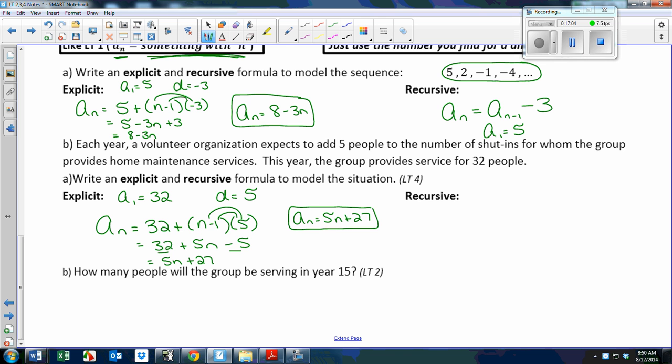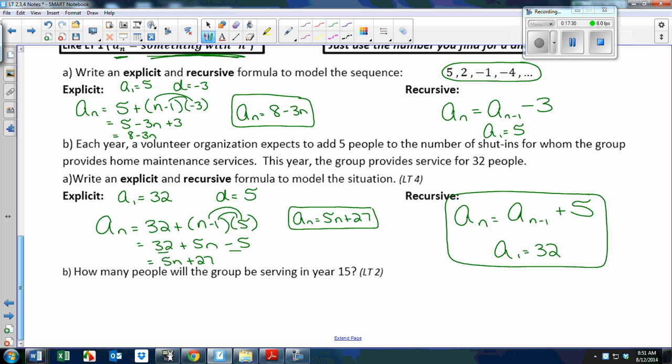That was a lot faster and a lot easier than thinking, all right, 1, 2, 3, 4, 5 above the numbers, and what do I do to the 1, what do I do to the 2 to make the term? That's what you're doing here. You're writing that rule the same, but it's just a lot easier because it's scripted. Recursive, a sub n equals previous term plus 5, and a sub 1 is 32.